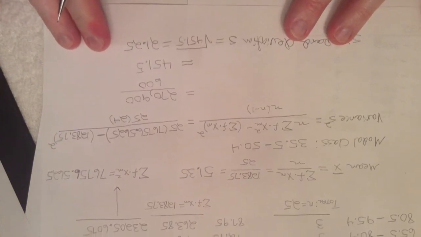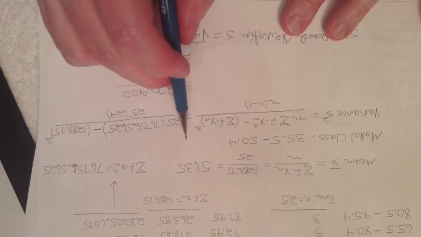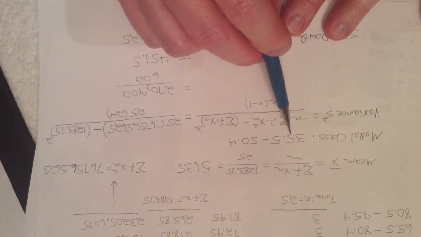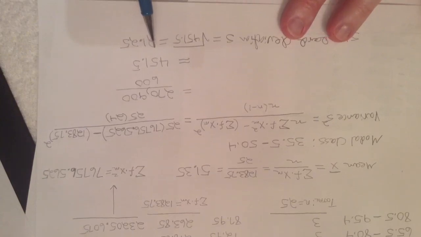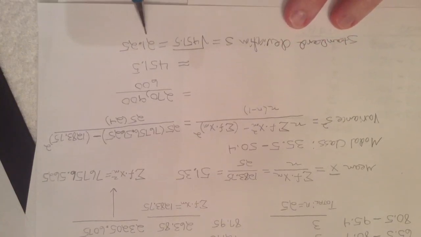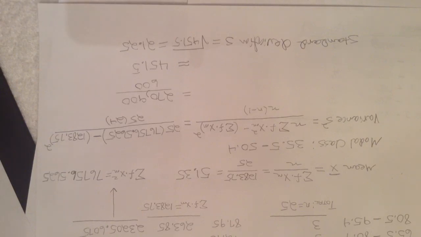21.25. So again, the mean is going to be 51.35. The modal class is the third one, from 35.5 to 50.4. The variance is 451.5. And as for the standard deviation, we have right at 21 1/4.